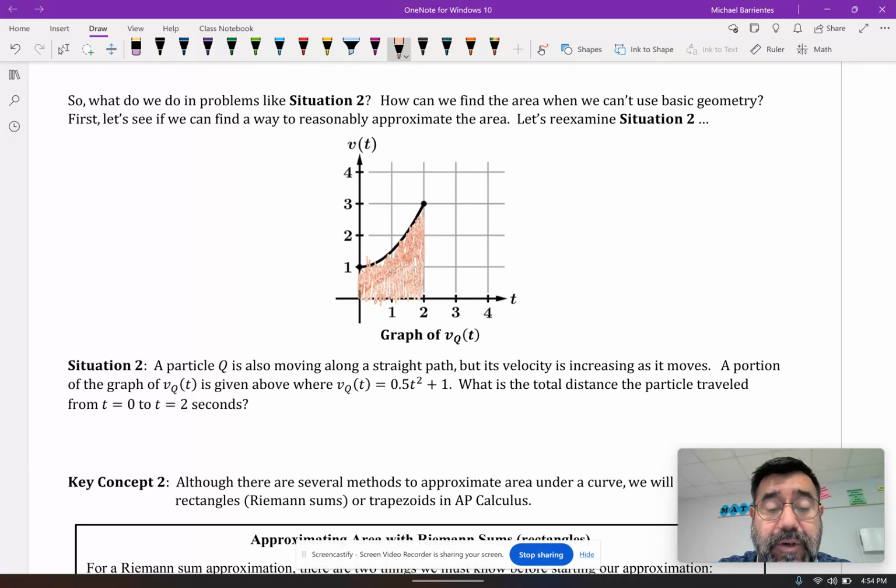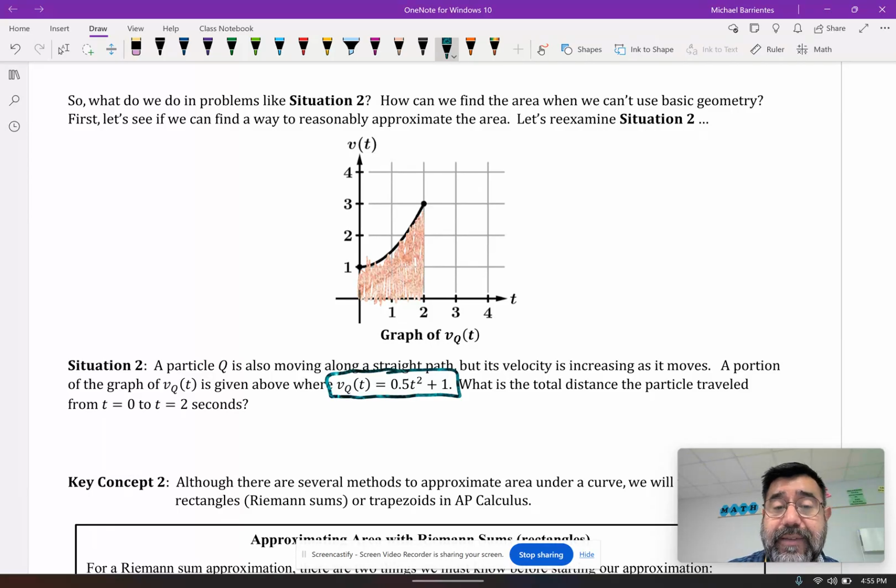In this video, we're going to use that approximation and some additional information, because I have some information here that I didn't have before. I have the equation of this graph, at least from 0 to 2, it follows this equation pattern: 0.5 t squared plus 1. What we're going to do is create some rectangles.